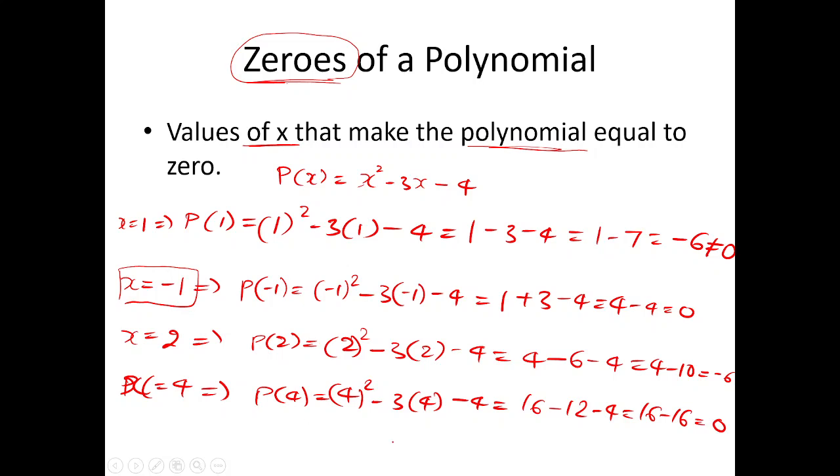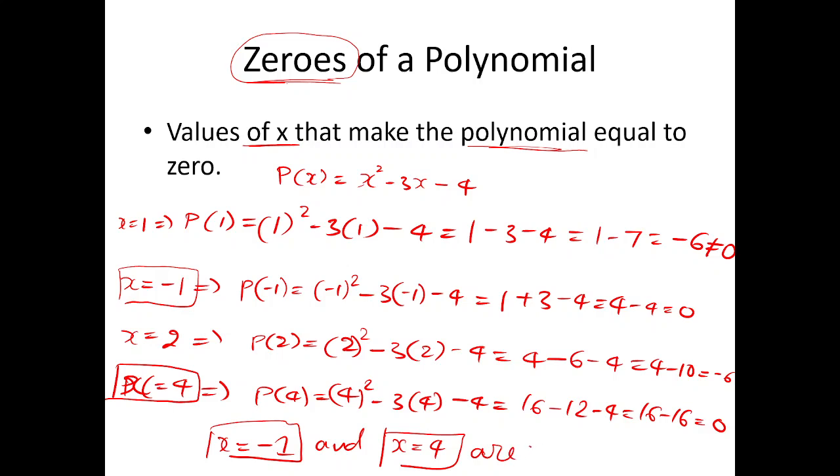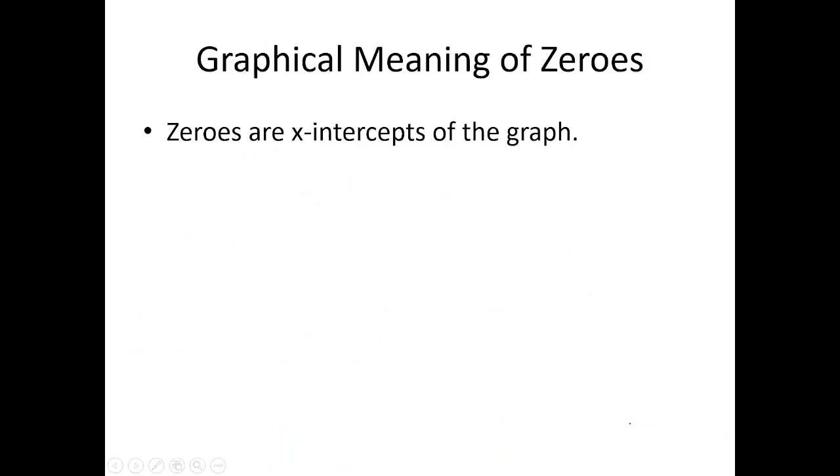Observe, in these three cases, the value of the polynomial becomes 0 only for x equal to minus 1 and x equal to 4. These particular values of x are said to be zeros of the polynomial. That is, x equal to 4 and x equal to minus 1 are zeros of the given polynomial. Understood? This is about zeros of a polynomial.